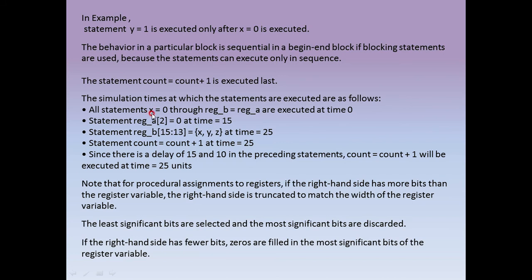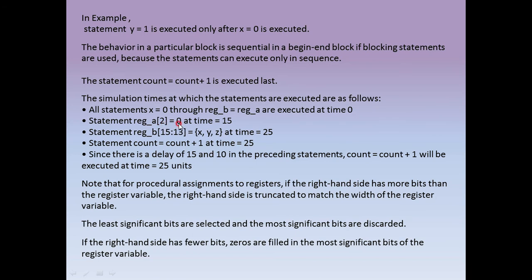All statements from x equal to 0 to register B assigned with register A are executed at time 0. They are executed in sequence, but assignment is done at time 0 only, execution as well as assignment. So by time 0, all those statements are evaluated. Then at time 15, register A of 2 will get its value assigned.